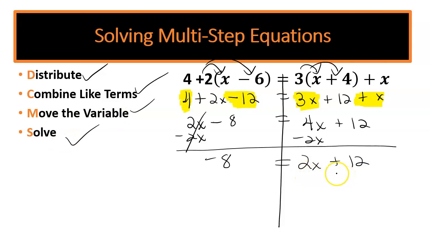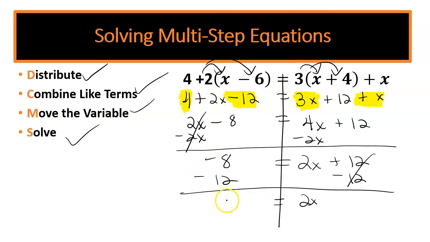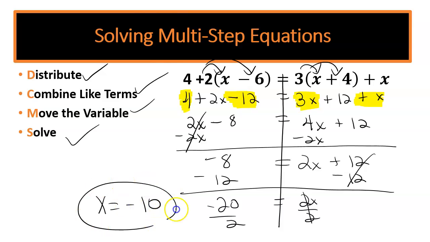So let's get x by itself. I'm going to move this 12 by doing the opposite. 12 and negative 12 make 0. Now I have 2x equals a negative 8 and a negative 12. Same sign, so I'm going to add, keep the sign. Divide by 2, and x equals a negative 10.